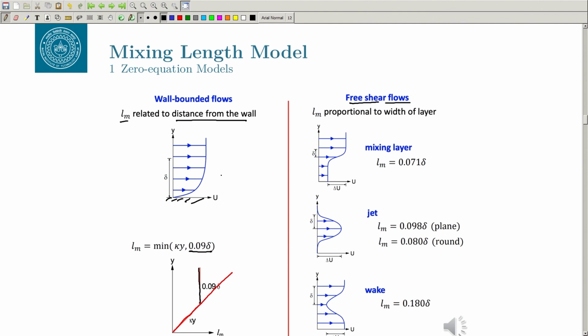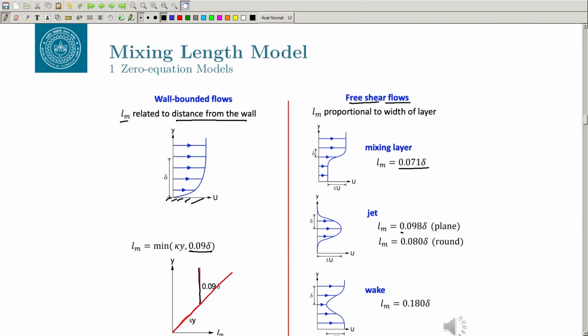Okay. So, for example, you have the jet width, which is given by delta, or in the mixing layer, or you have the wake, right. So, you have these widths present, and you can take some fraction of that width. They have used, for example, 0.071 for the mixing layer. All these numbers that you see here, like 0.09, 0.071, are from experimental observation. So, it is kind of a data fit. Okay. You try with different numbers.